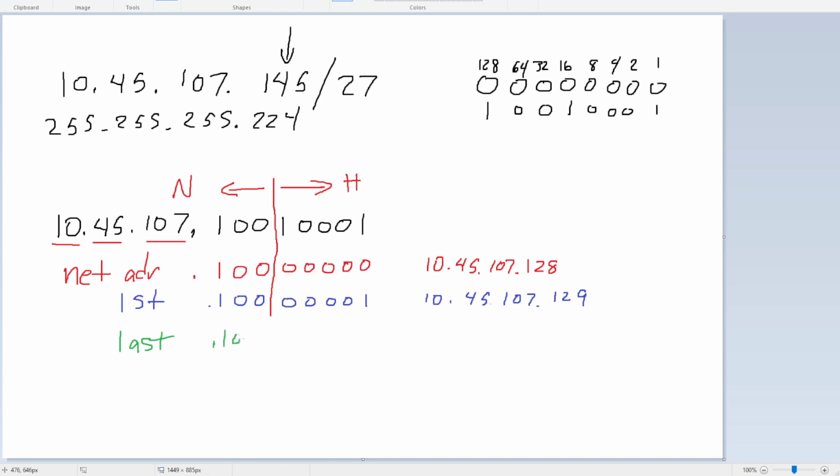Carry down the network bits, and then set my host portion here to all ones with a 0 on the end. And again, convert it back to decimal now. Remember, looking at the beginning part of the fourth octet, that would be 10.45.107 dot, and what would that turn into?